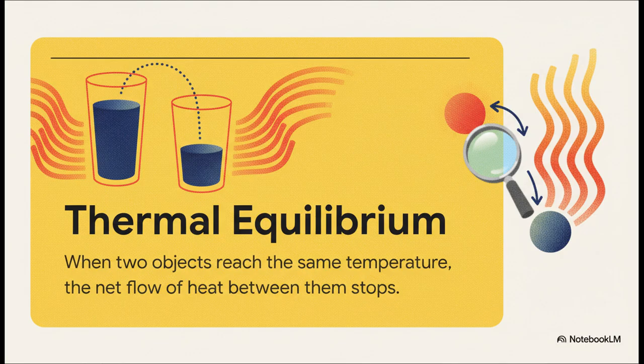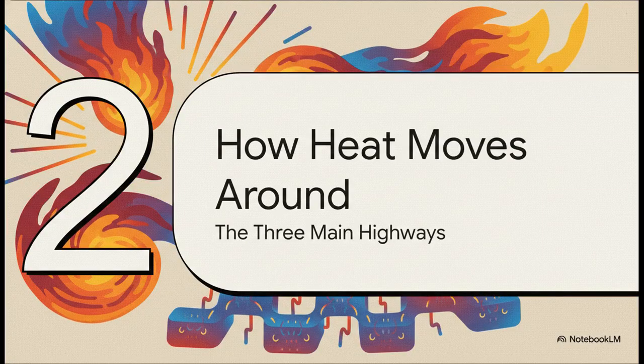Think about it. You make a hot cup of Milo, then you pour in some cold milk. The heat from the Milo flows into the milk, warming it up until everything is just one nice warm temperature. That balance, that's equilibrium.